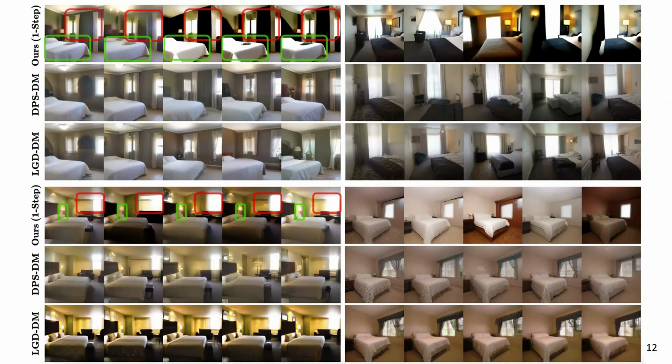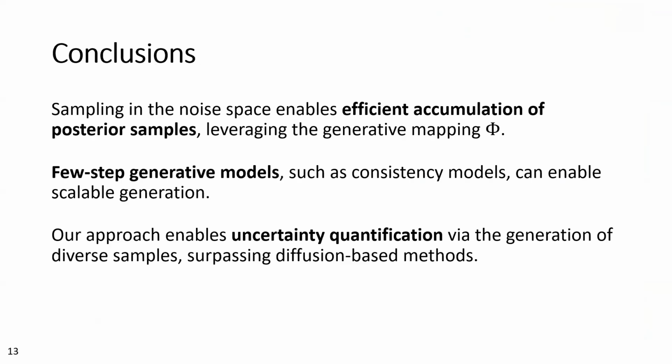And so overall, we have developed an efficient method for accumulating posterior samples by leveraging generative model mappings phi. Namely, we leverage few-step generative models such as consistency models that enable this generation to scale up to very many posterior samples. And due to this fact, we're able to achieve uncertainty quantification via the generation of a diverse set of samples, and we're able to highlight uncertain features in the posterior.